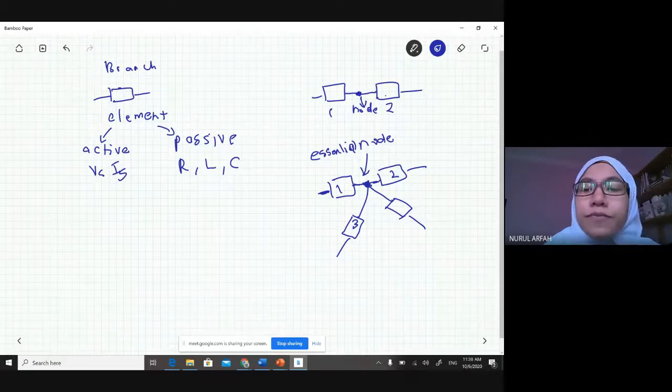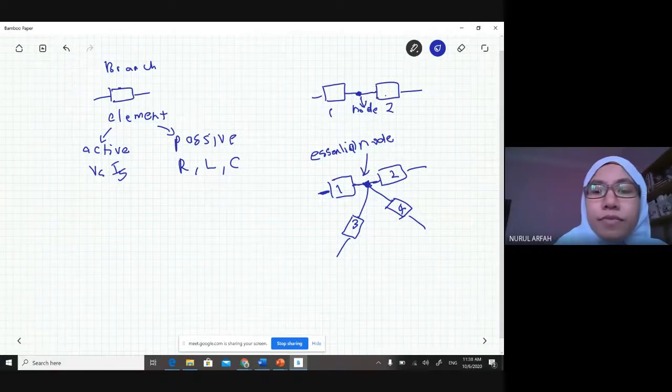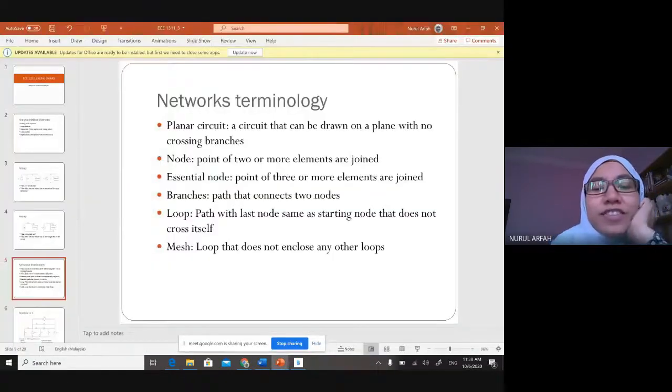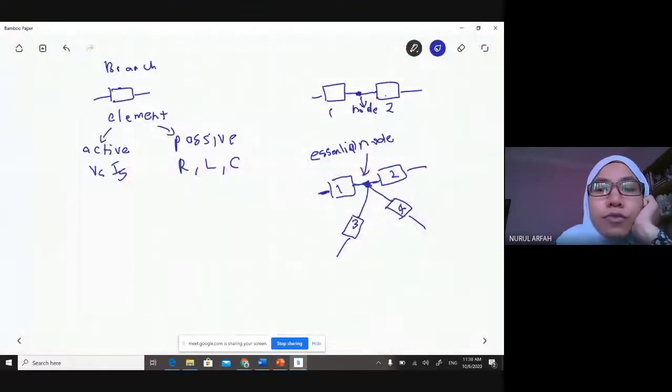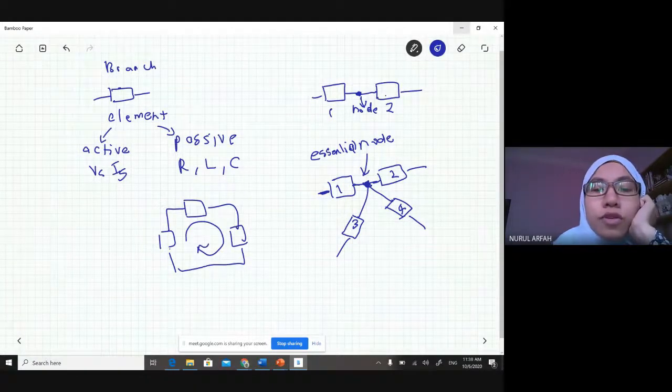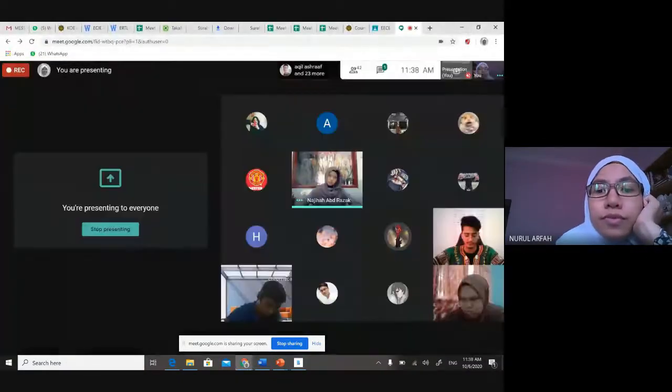Always interrupt me if you're not sure what I say, or if my handwriting is very bad, then you can just ask me to do it properly. All right, now essential nodes done. Branches, done. A path that connects nodes. A loop or a mesh is basically if you have a closed circuit like this, then you have one closed loop or a mesh. One mesh or a loop.